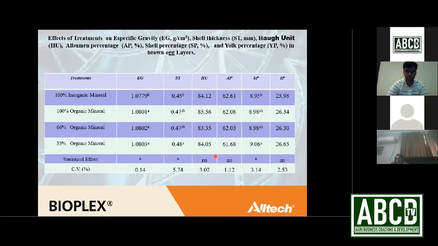Haugh units were not affected. And again, here you have the shell percentage was better and the yolk percentage was not affected, right? So you improve not only the production, but also the quality of the shell, which must have an interaction there.